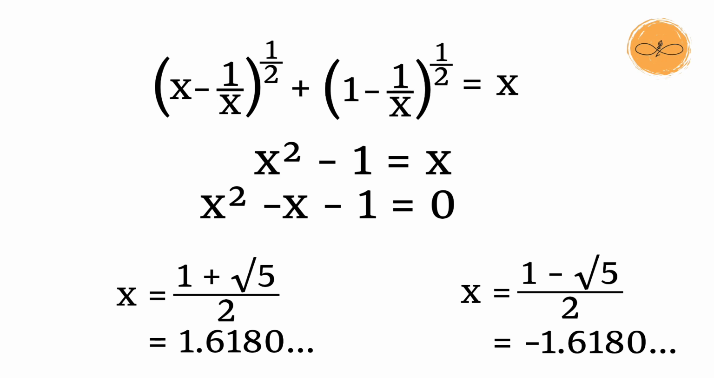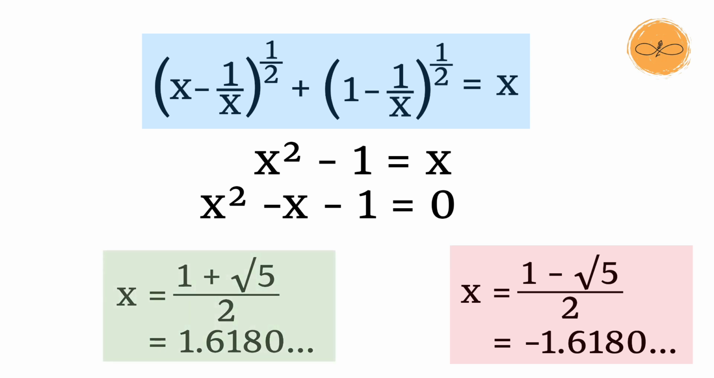And the reciprocal of the golden ratio is the same but negative, so the negative root is not possible because the sum of two square roots should be a non-negative number. That's the reason the answer is the golden ratio, or we can say a golden answer.